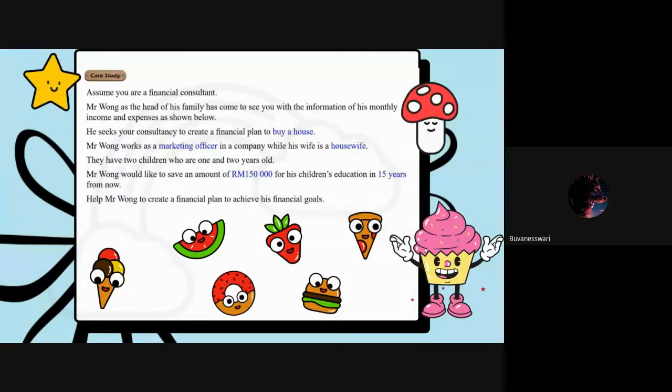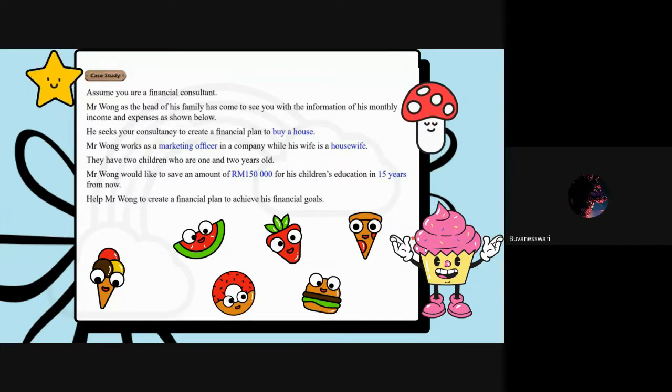Everyone can refer to page 286 and 287 in the textbook. Assume you are a financial consultant. Mr. Wong, as the head of his family, has come to see you with the information of his monthly income and expenses as shown below. He seeks your consultancy to create a financial plan to buy a house. Mr. Wong works as a marketing officer in a company while his wife is a housewife. They have 2 children who are 1 and 2 years old.